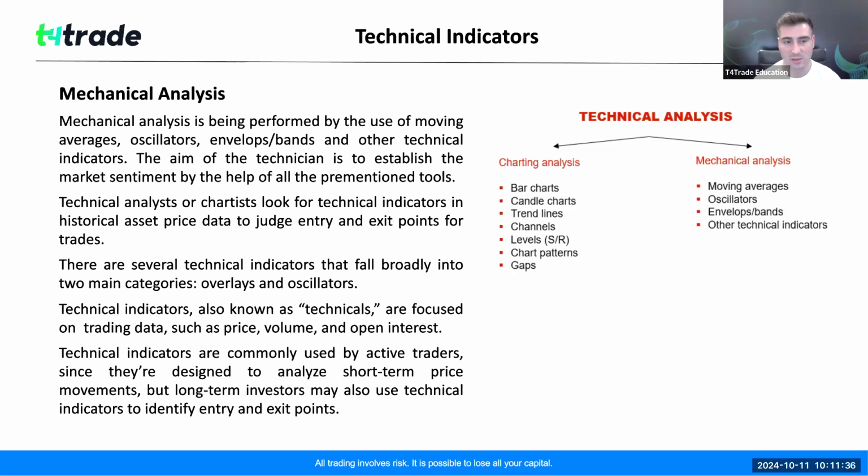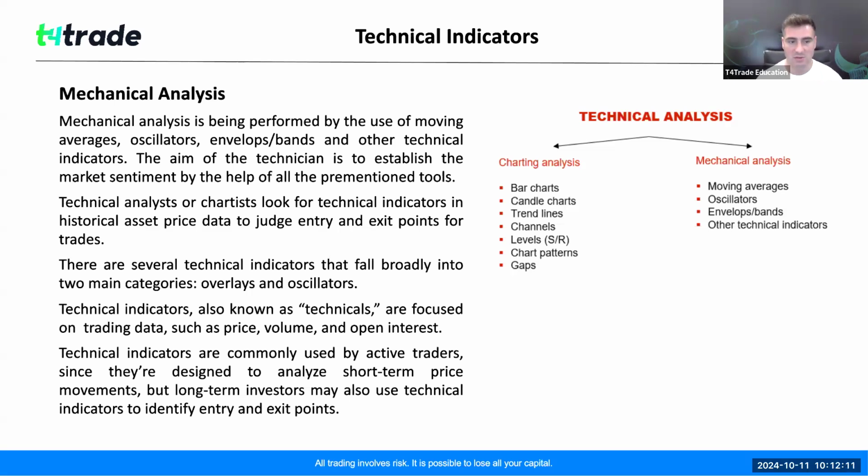There are several technical indicators that fall broadly into two main categories. These are what we call overlays, pretty simple to understand. They go on top of price action, and oscillators, which are usually found below the chart in a separate window. Technical indicators are also known as purely technicals and are focused on trading data such as price, volume, and open interest. These are the three key pillars of data that we use as technical analysts in order to make much more informed trades.